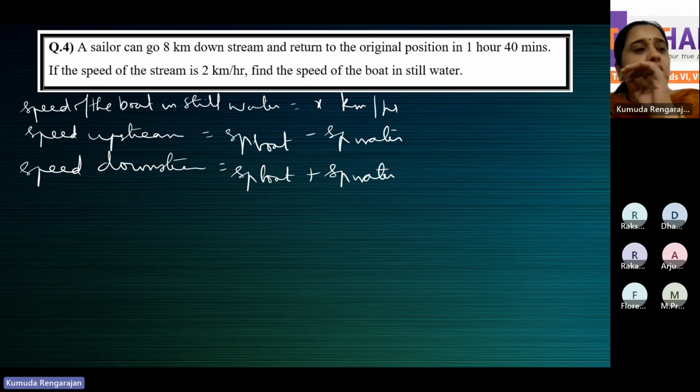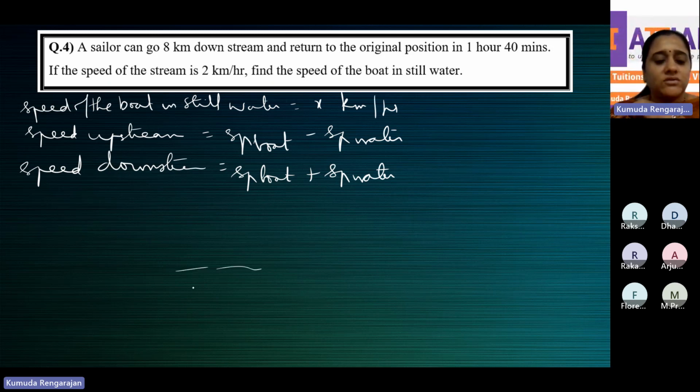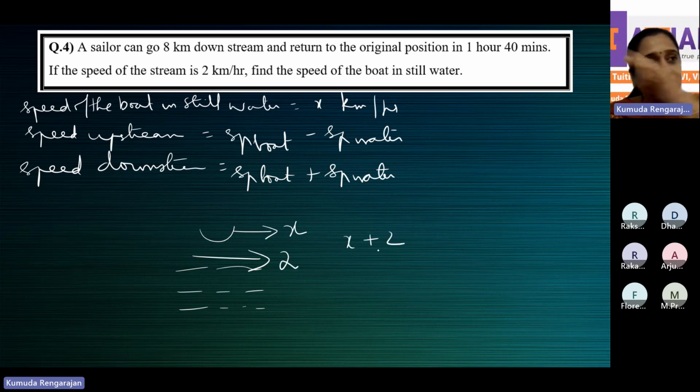Upstream is rowing the boat in the direction opposite to that of the flowing water. Downstream is rowing the boat in the same direction as the flowing water. So water flows in this direction and your boat is also moving in this direction. So the speed downstream: boat speed is x, water speed is 2. So x plus 2, it's pushing you, it's helping you row faster.